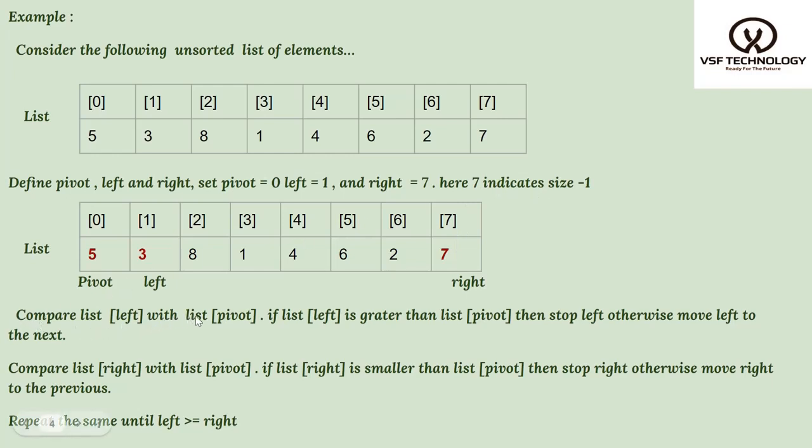Compare list[left] with list[pivot]. If list[left] is greater than list[pivot], then stop left, otherwise move left to the next. Compare list[right] with list[pivot]. If list[right] is smaller than list[pivot], then stop right, otherwise move right to the previous. Repeat the same until left is greater than or equal to right.